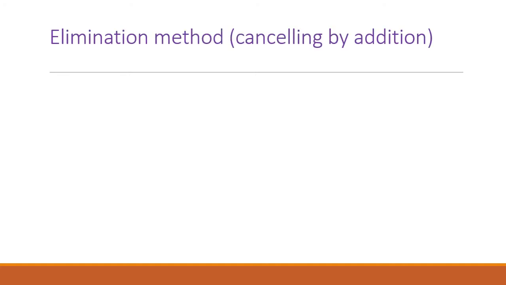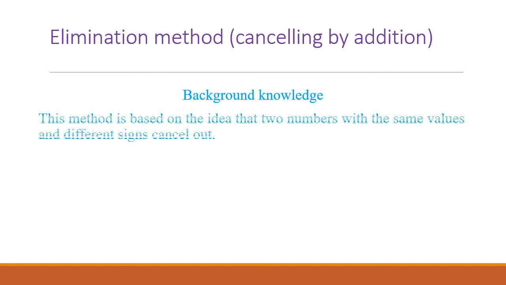So we are going to focus in this video on the elimination method, which is cancelling by addition. This method is based on the idea that two numbers with the same value and different signs cancel out. For example, if you have -2 and +2 and you add them together, they will cancel out. This is the background knowledge that you should be familiar with.